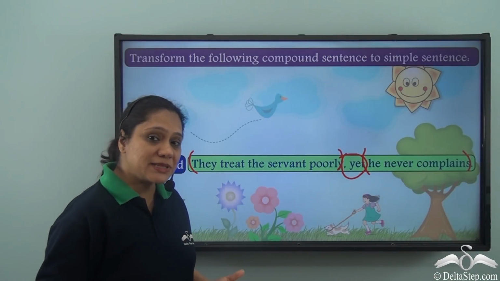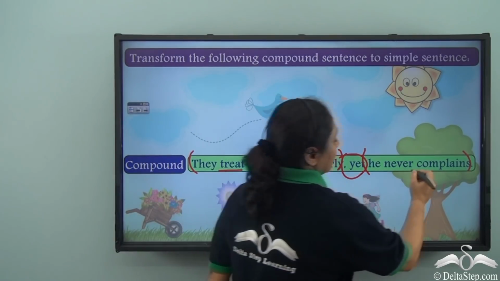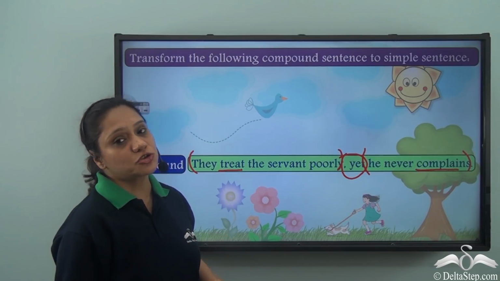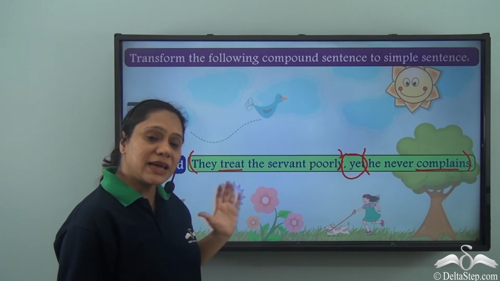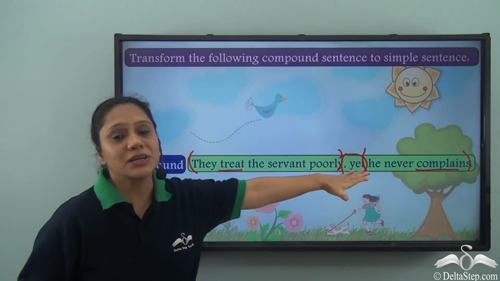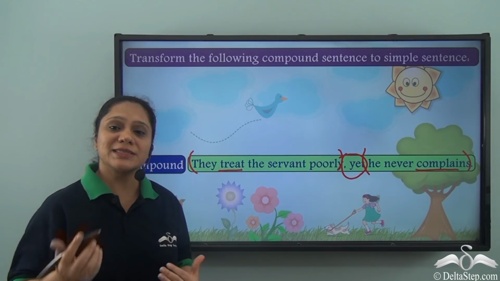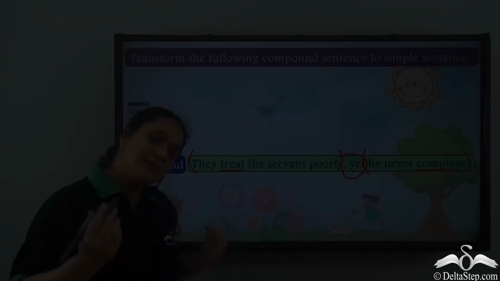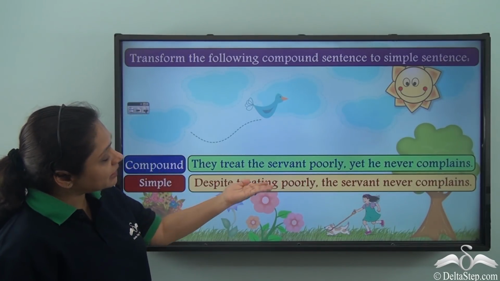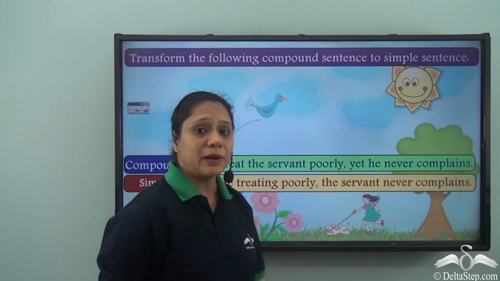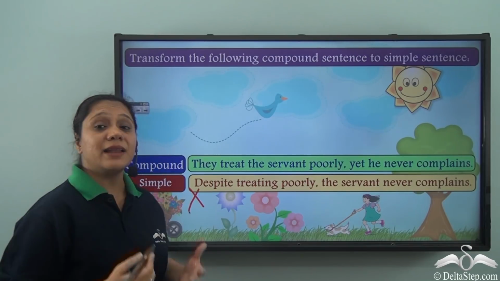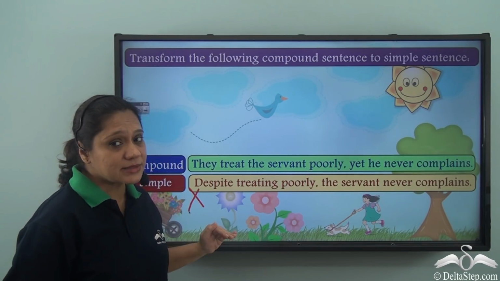And what are the verbs here? Treat and complains. So any one of these verbs has to be changed to its non-finite form to make this sentence a simple sentence. Now you have already seen that when we have used the conjunction yet, we can use in spite of or despite to make it a simple sentence. So can we write it as, despite treating poorly, the servant never complains? No, this is not the correct simple sentence, and let us try to understand why this is not correct.